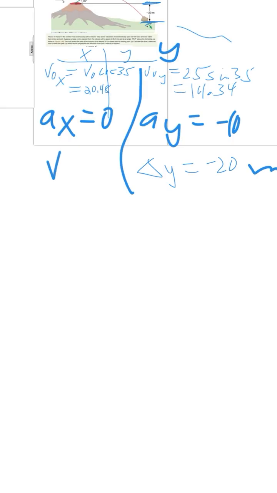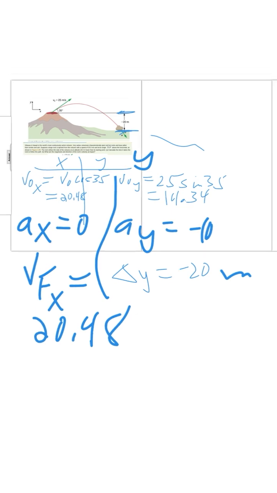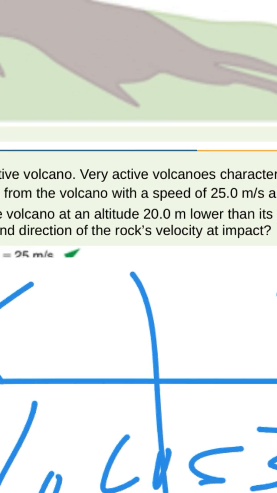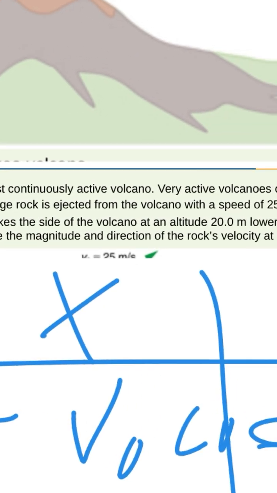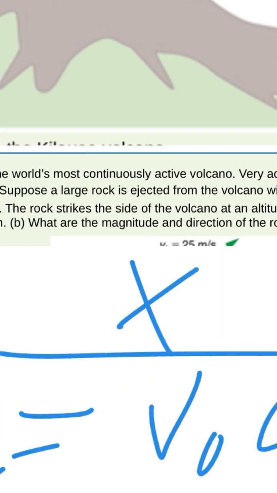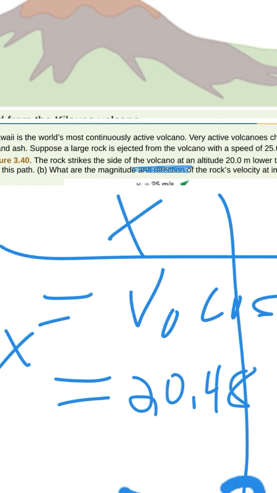I know that the VFX at the end is going to stay the same as it was at the beginning. So it's 20.48. We're supposed to find, if you look at the question, the size and direction of the rock's velocity at impact. So I just want to find the speed. I don't care about direction. I can use inverse tangent to find the direction.